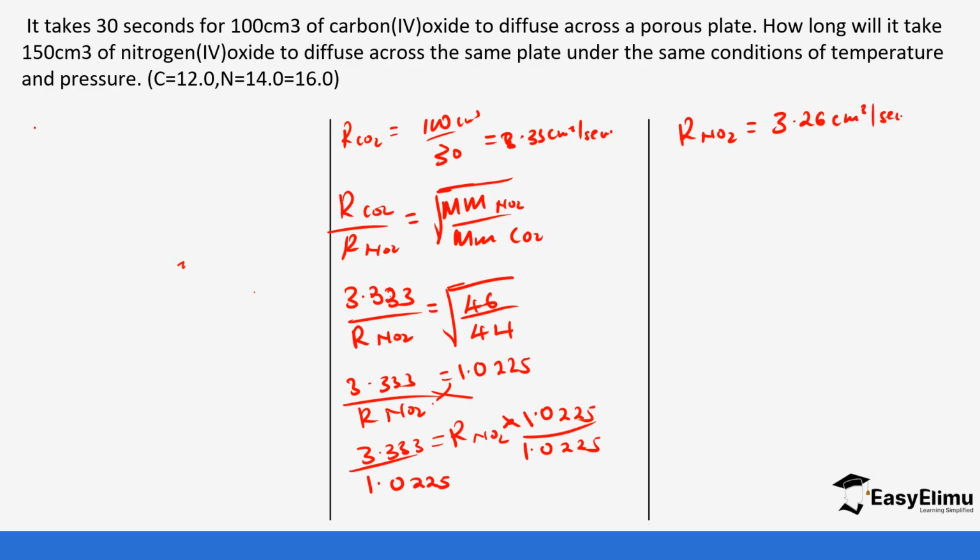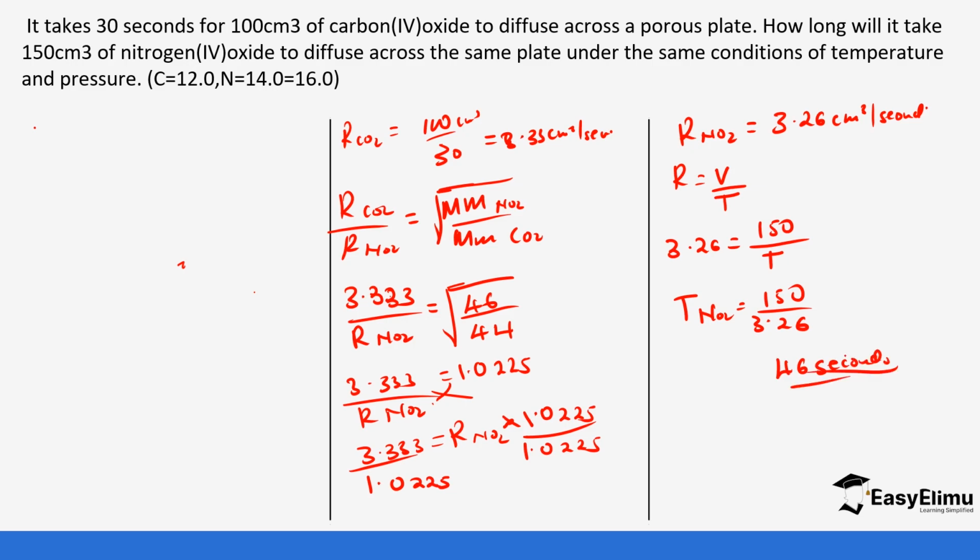So if you want to now calculate the time it took for nitrogen dioxide to diffuse, remember we said rate is equal to the volume over the time taken. So now we have the rate, which is 3.26, equal to volume, which is 150, over the time taken. So we cross multiply, which will give us the time taken for nitrogen dioxide to be 150 divided by 3.26. If you divide that, it's going to give you 46 seconds, which is similar to what we got from the previous calculations. So that's how you calculate those values.